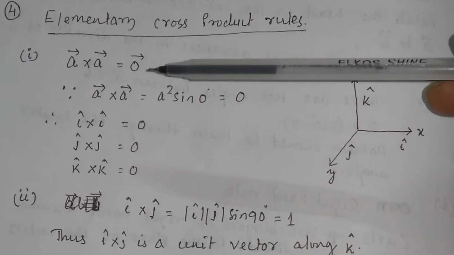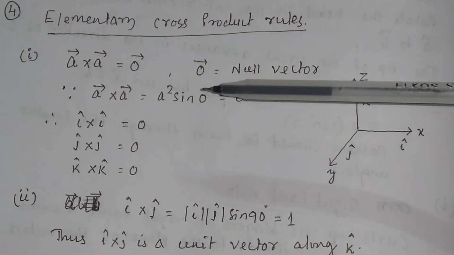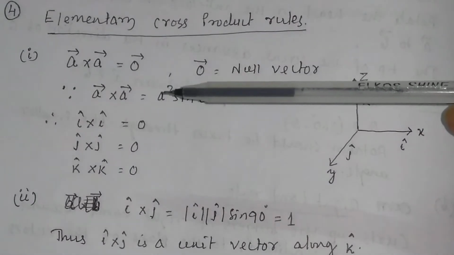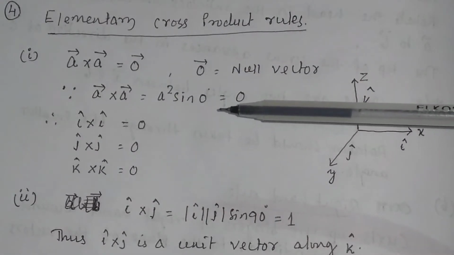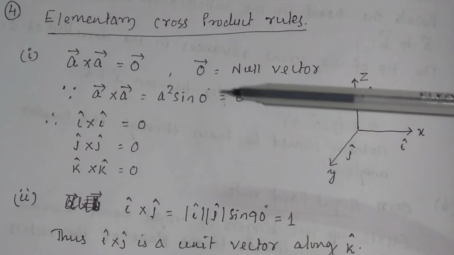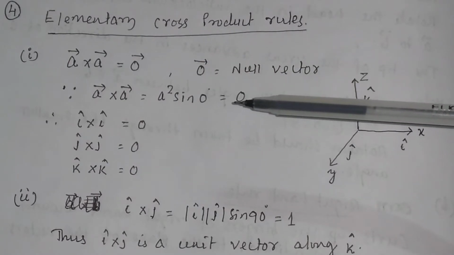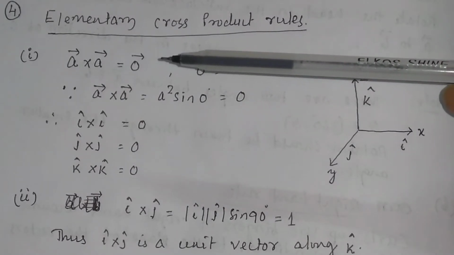A cross A will be equal to 0 because the angle between the vectors is equal to 0 degrees. Sin 0 is equal to 0. So A cross A will be equal to 0. This 0 is a null vector.